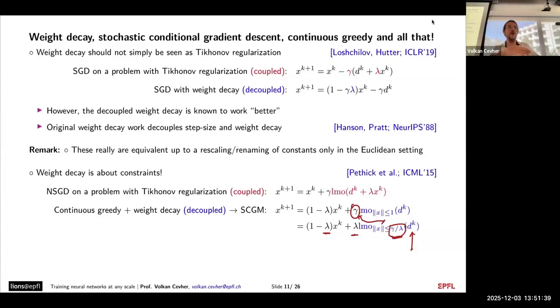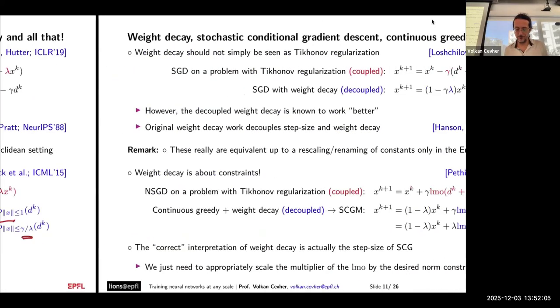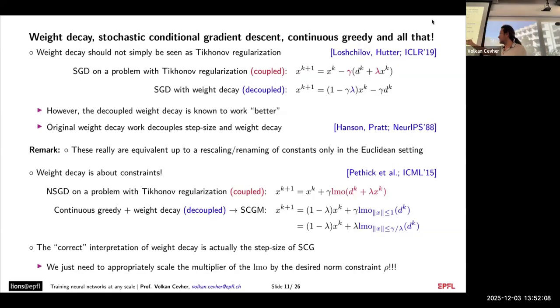But in the light step size, and what you scale your gradient with is the constraint radii for that layer. So what I argue is that the correct interpretation of weight decay is actually no longer the weight decay. That's literally the Frank-Wolfe step size. And we are trying to solve constraint problems when we are putting weight decays in here and there.